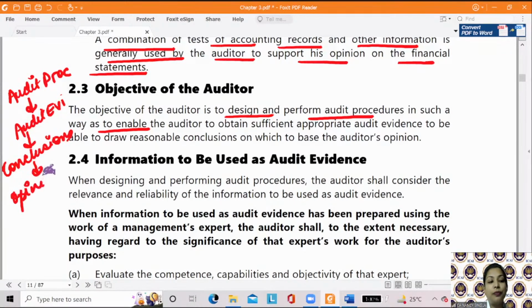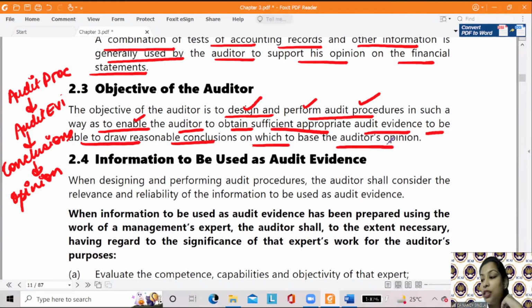Opinion देते हो. So the objective of the auditor is to design and perform audit procedures in such a way as to enable the auditor to obtain sufficient appropriate audit evidence to be able to draw reasonable conclusions on which to base the auditor's opinion. Clear? Is it clear? And information to be used. Okay, now this is the next topic. So tell me, is it clear till paragraph 2.3?